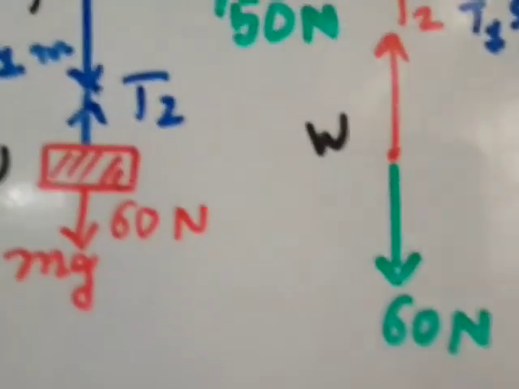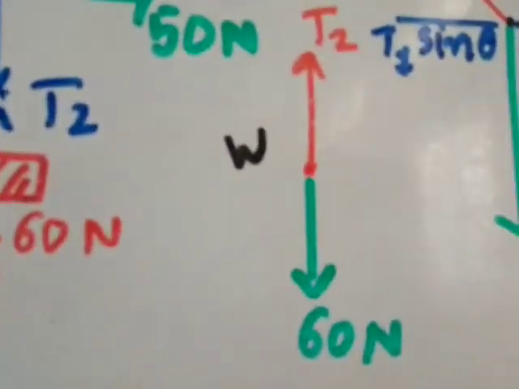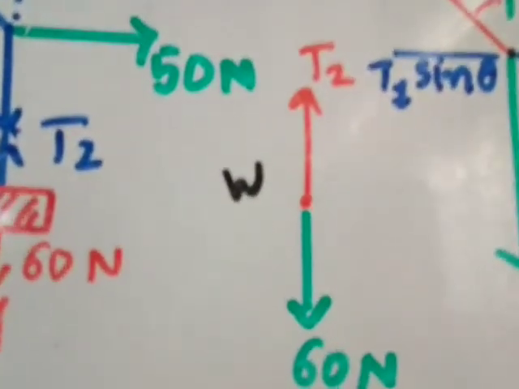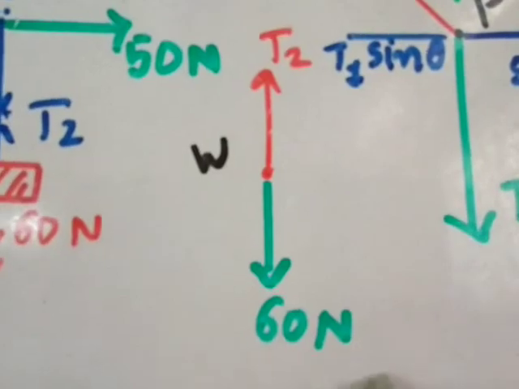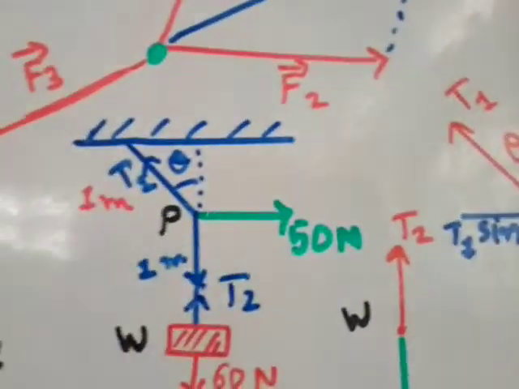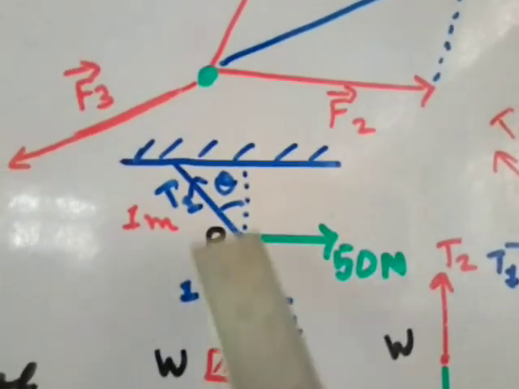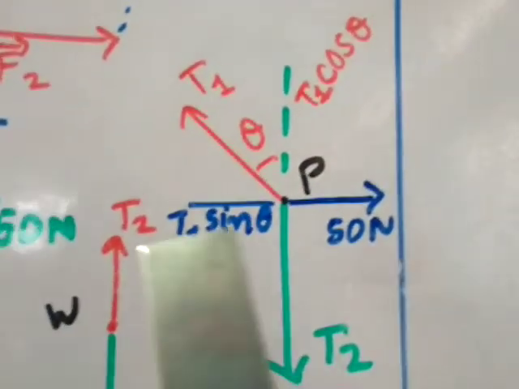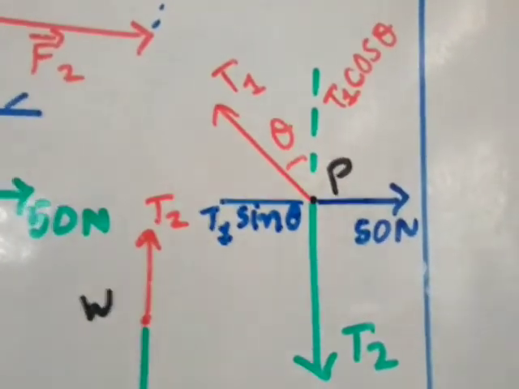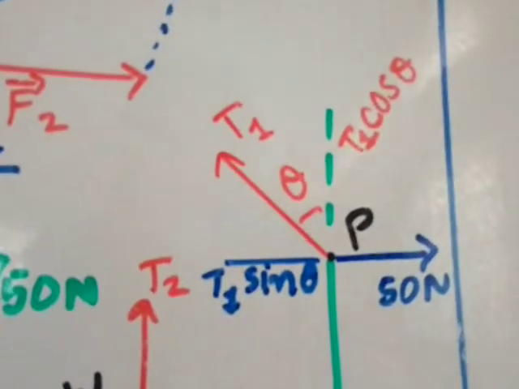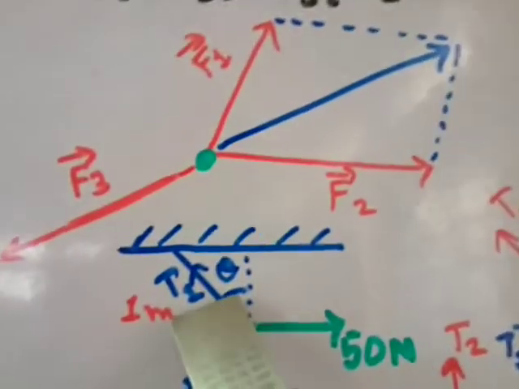Here I have drawn the point W, which is in equilibrium, so the upper force is T2 and the lower force is mg, which is 60 Newton. Here I have drawn the point P, which is in equilibrium and has three forces: tension T1, tension T2, and this horizontal force of 50 Newton. So these are the three forces at P, but it is in equilibrium. So I am resolving this T1 into two components, considering this angle is theta.